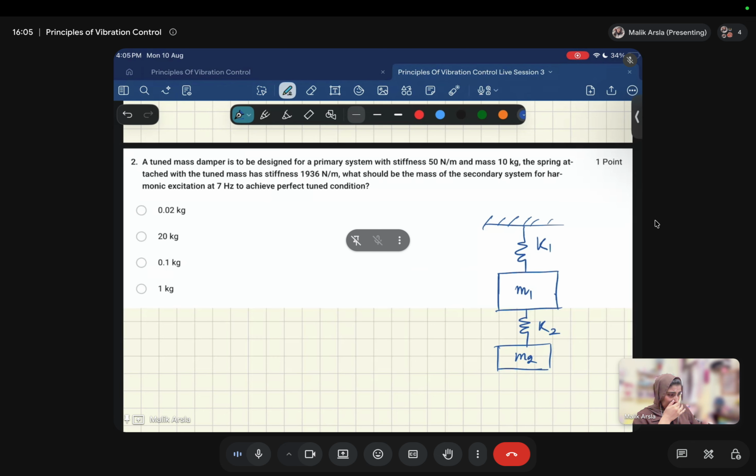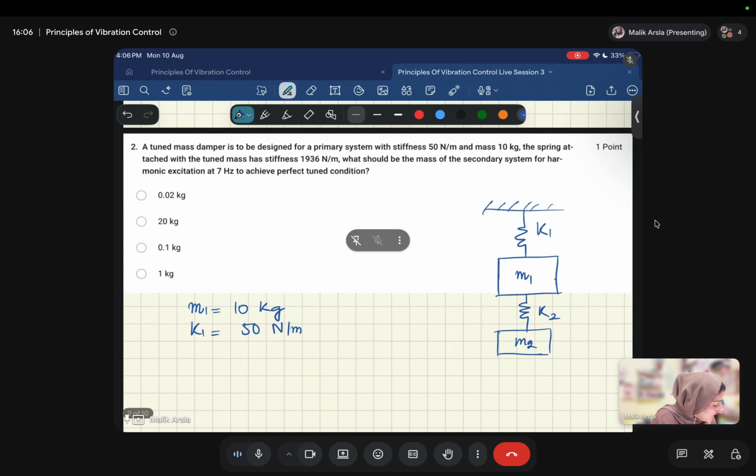So what we are being given here is that the value of this mass m1 is given to us as 10 kg, and this primary stiffness has been given as 50 Newton per meter, and the stiffness of the secondary spring has also been given to us, which is 1936 Newton per meter. Now we need to find the value of mass m2 for the harmonic excitation.